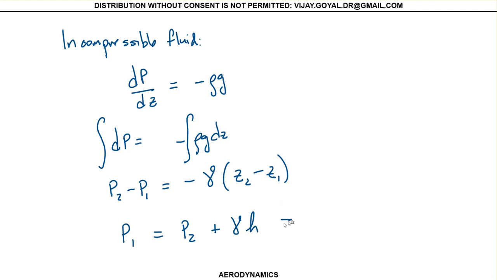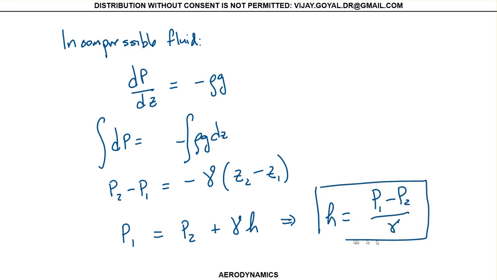Or sometimes we can also write it h is equal to P1 minus P2 over gamma. This equation becomes very, very useful, especially when we are studying, we are trying to understand how gauges work.